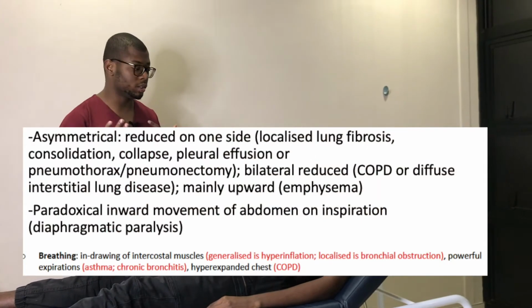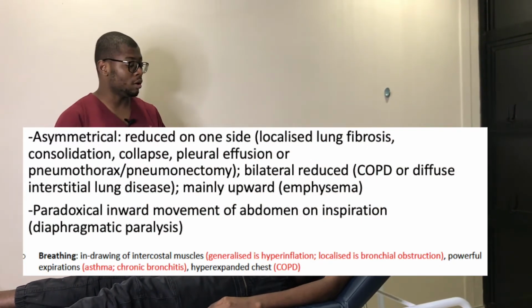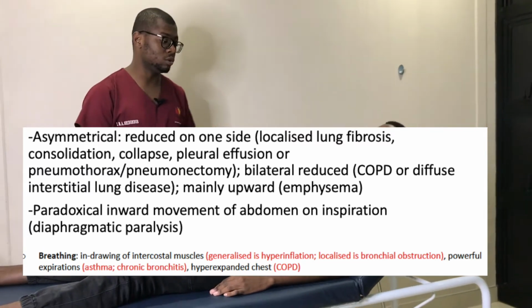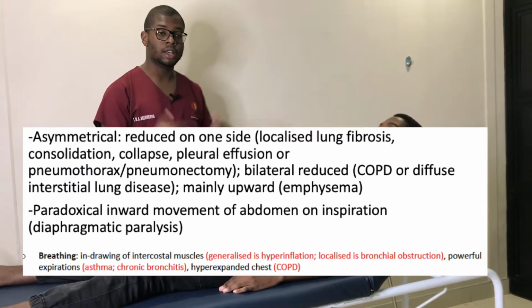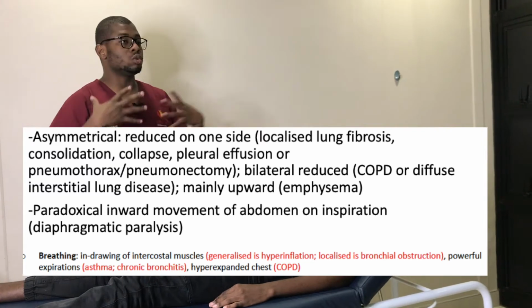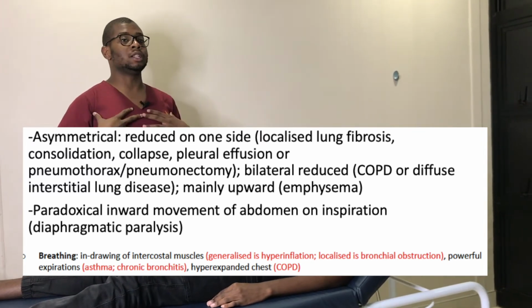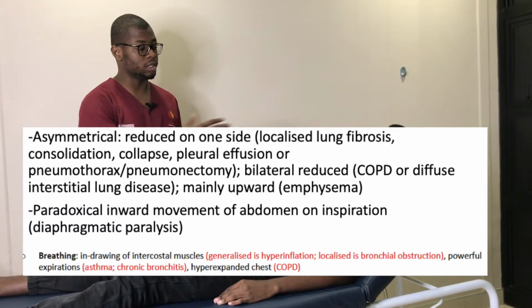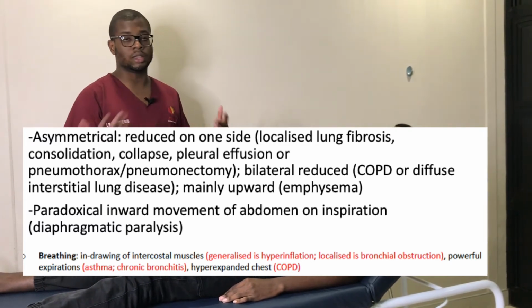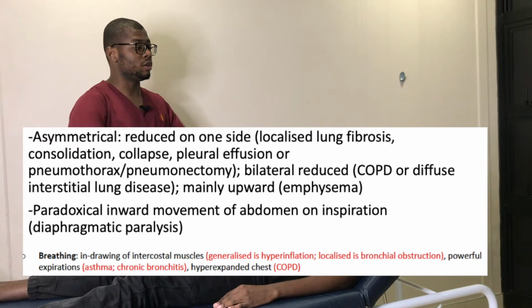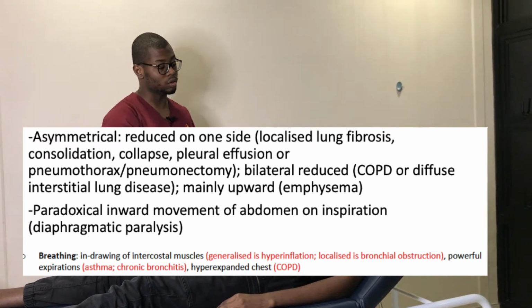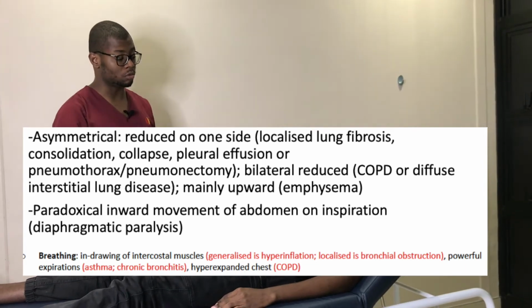If you have asymmetric chest rise, think about fibrosis, think about collapse of the lung, think about a pleural effusion, think about a consolidation, and all other things, as opposed to a chest that is moving but is globally restricted in chest movement. Okay, so chest movement is reduced bilaterally in things like COPD, or if you have a diffuse interstitial lung disease, you can also get that picture. So it's very useful to comment on the chest movement.